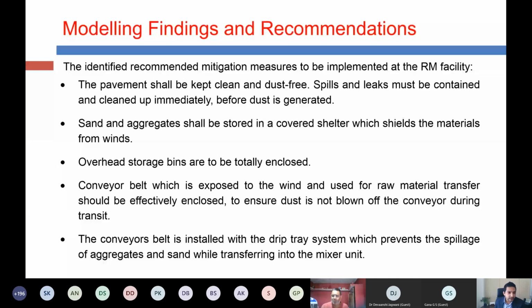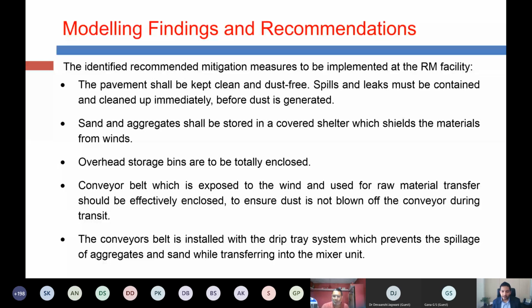We conveyed these model findings and recommendations to the Ministry of Environment, and the industry was asked to implement all these mitigations in order to bring down this dust pollution, thereby reducing the dust levels in the area. This included the areas that were not paved. They were supposed to be paved. They were supposed to check for leaks, and if leaks happen, they are required to contain these leaks.